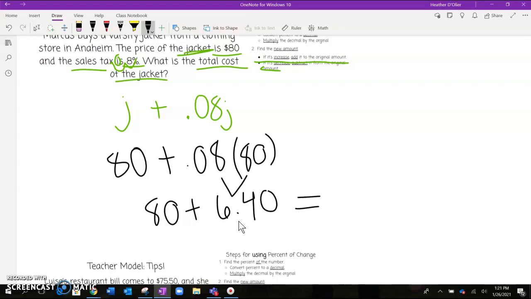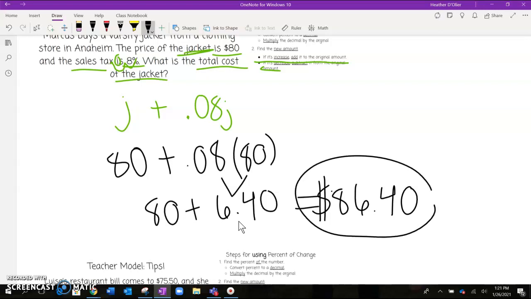Maybe you can do this one off the top of your head. Maybe you still need the calculator. If you still have the 6.4 in there, you can add 80 and you get 86.4. Again, the calculator is going to drop that zero because it doesn't think it's necessary, but we're talking about money, so I should put that zero there and even add my dollars. This jacket is going to cost Marcus $86.40 with tax.